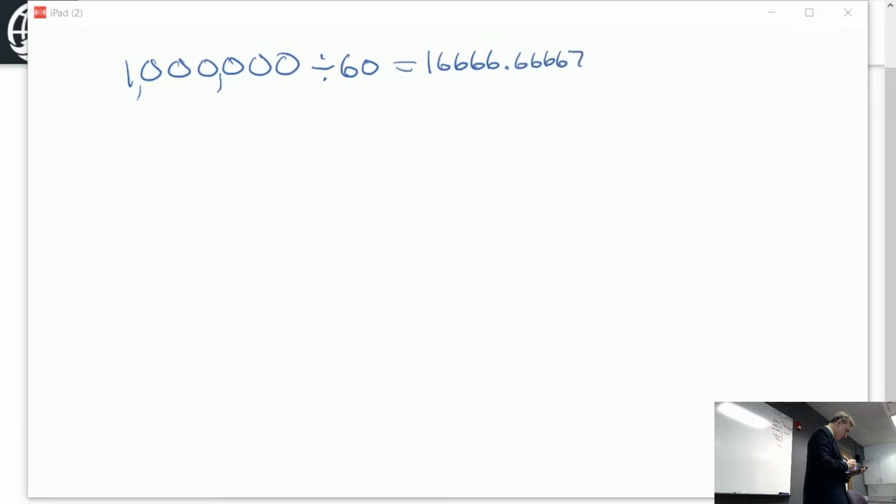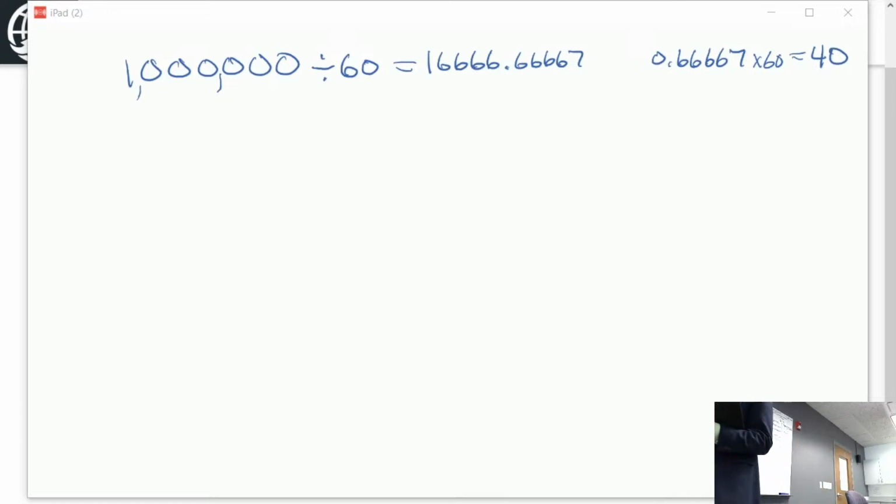0.66667 times 60 is equal to 40. Okay, let me pause. Especially with a big number like this, it might be handy to be careful and make a nice table. So I've got the division here, and then I've got the multiplication, and then I'm just going to circle this just to remind me that that's going to be part of my answer.